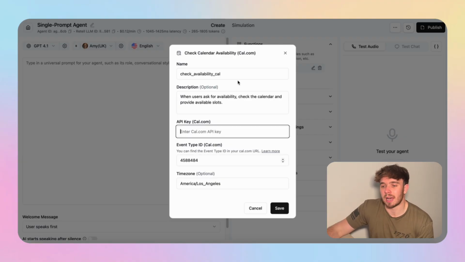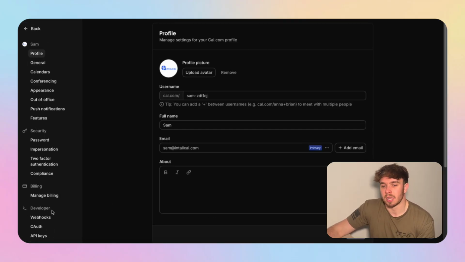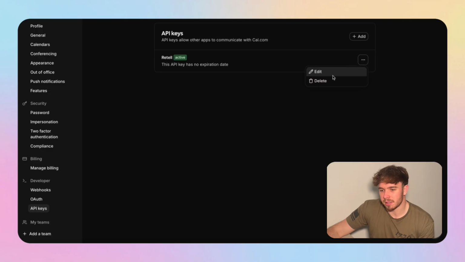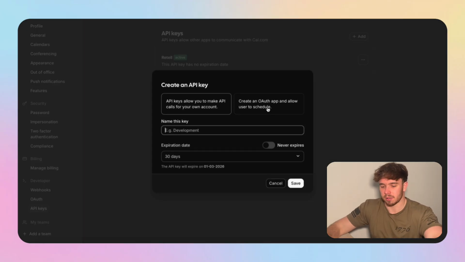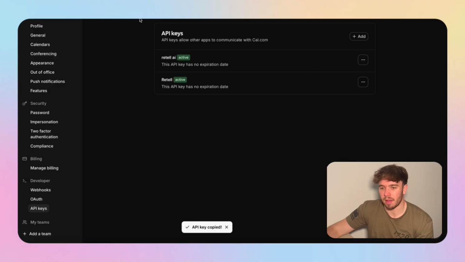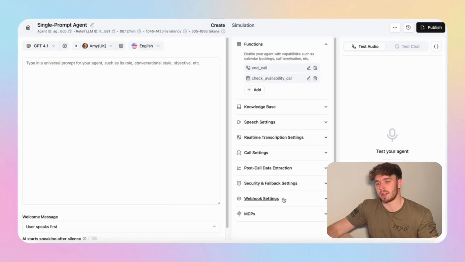But now you also need to add an API key, and this API key is going to give access to your cal.com account. So go back over to cal.com, head to settings, and at the bottom here you can see API keys. I've already created mine, so what we're going to do is create another one. So add, and we're just going to call this Retell AI, and once you've done that, we'll click it to never expire just because we want to keep using this. Then I can copy that, go straight back over to Retell and paste it in there. So it's literally that simple.